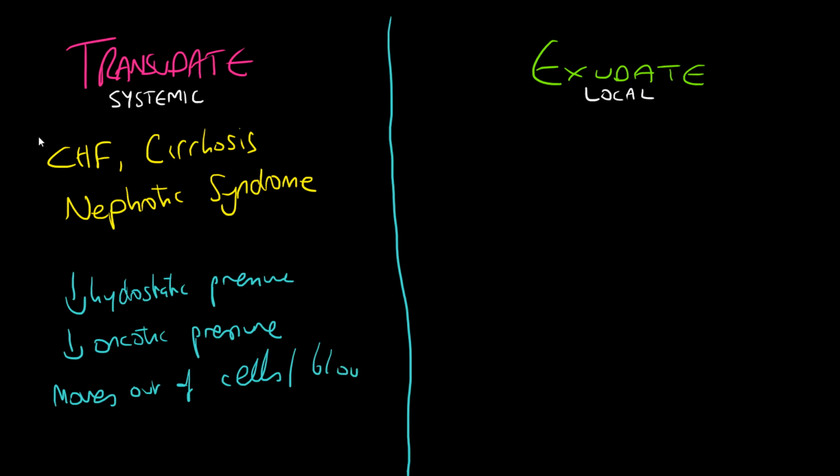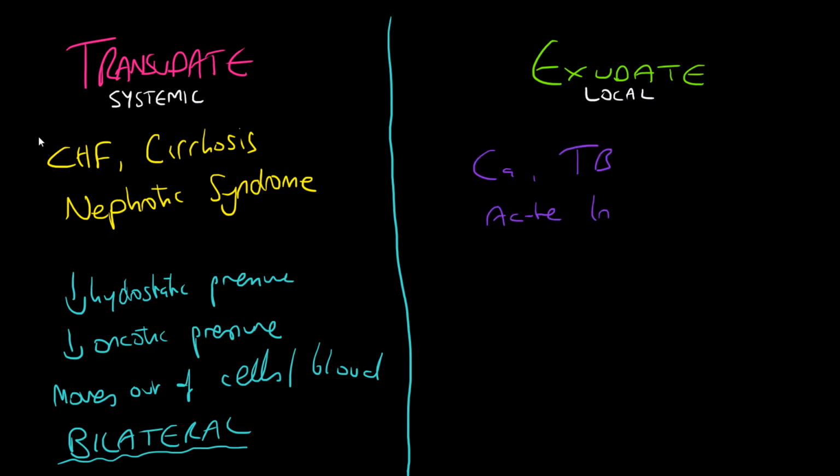These are all processes that decrease the hydrostatic pressure, decrease the oncotic pressure of your blood, so fluid moves out of the blood and into the pleural space, and this causes a bilateral pleural effusion normally. Whereas an exudate is a local process. An exudative effusion is caused by cancer, tuberculosis, acute infection such as a parapneumonic effusion.